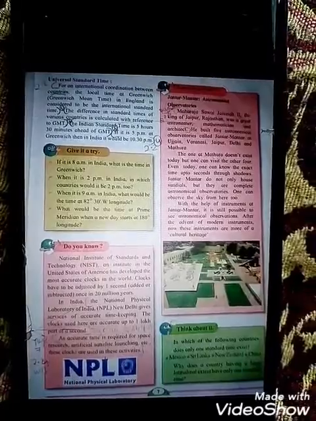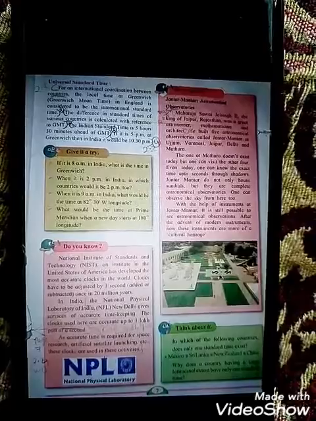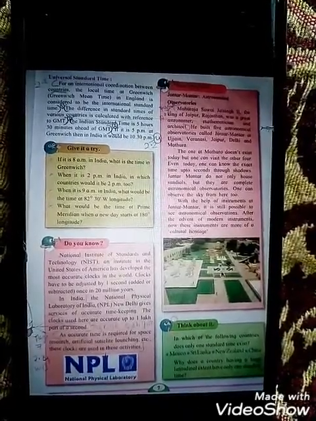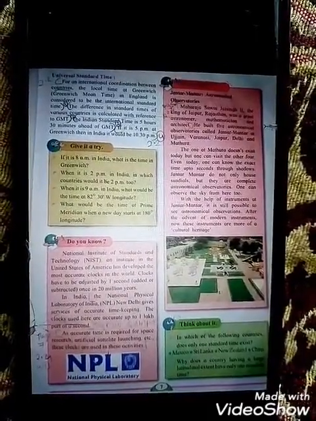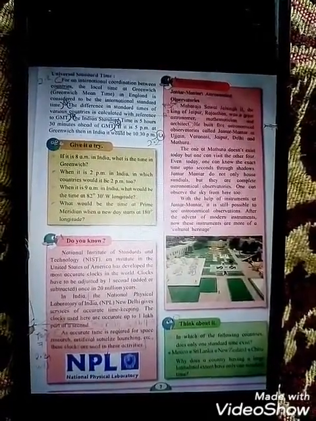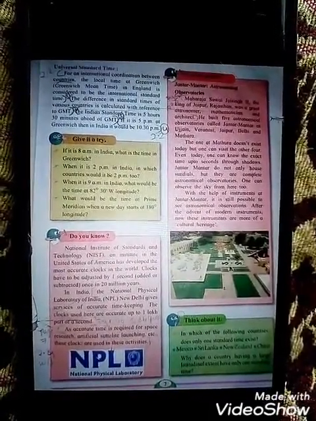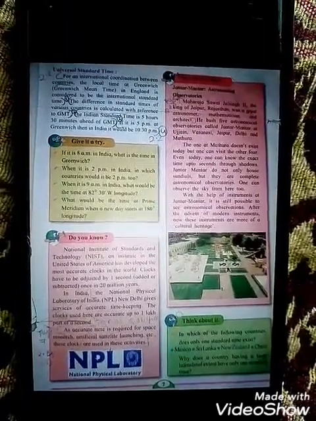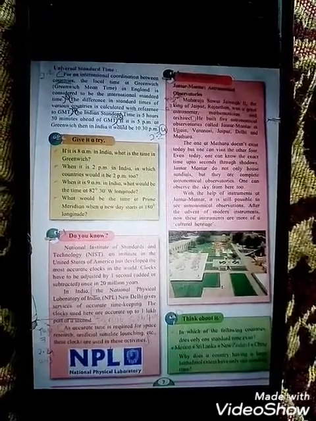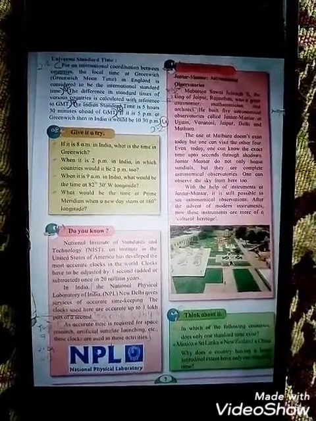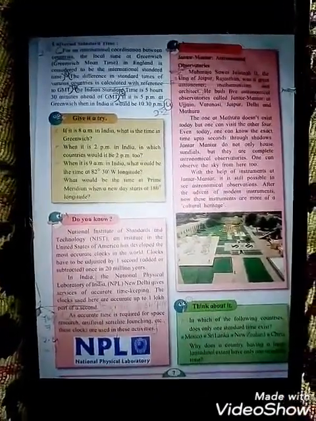The Indian Standard Time is 5 hours 30 minutes ahead of GMT. If it is 5 p.m. at Greenwich, then in India it will be 10:30 p.m. Means how much is the difference? 5:30. If it is 5 p.m. at Greenwich, add that 5:30, and it becomes 10:30 p.m. So this is the difference. Indian Standard Time is 5 hours 30 minutes ahead of GMT. Students, try and think about it.